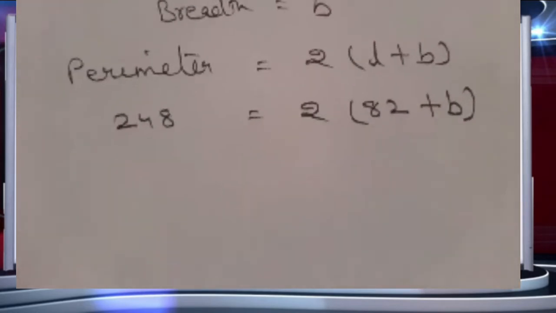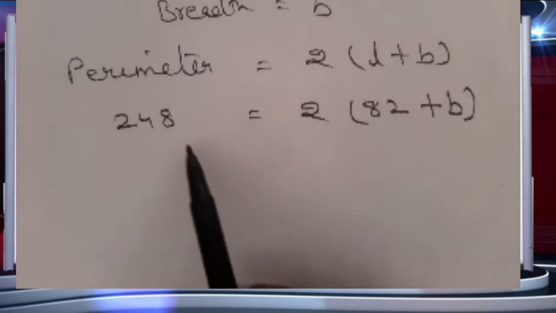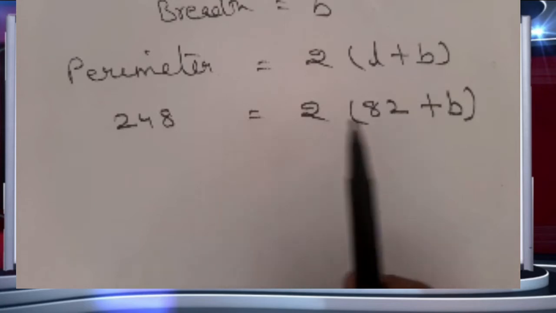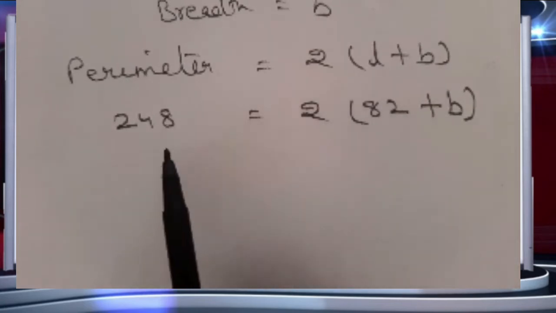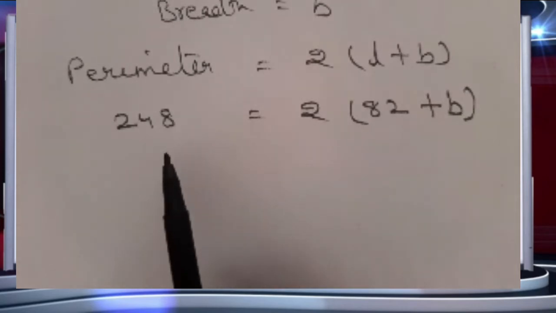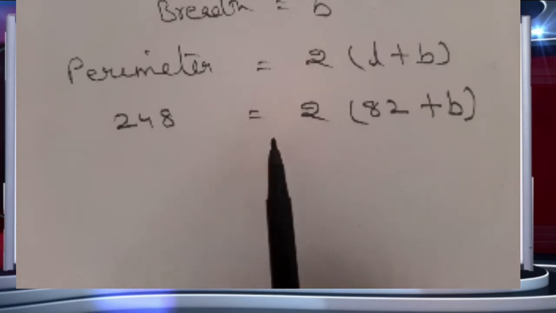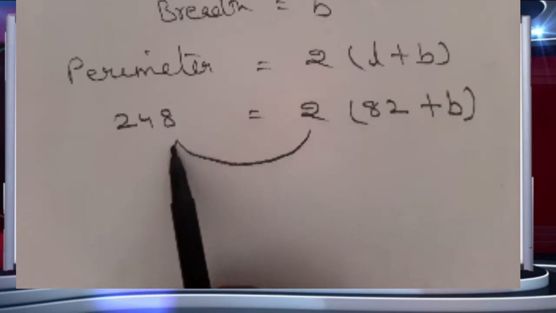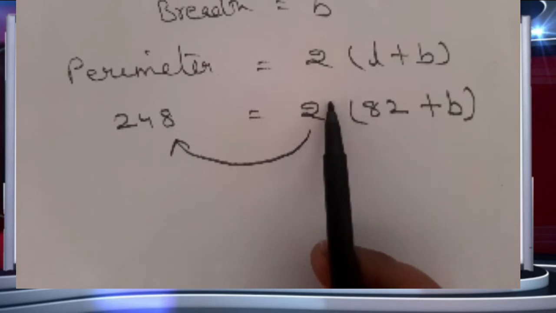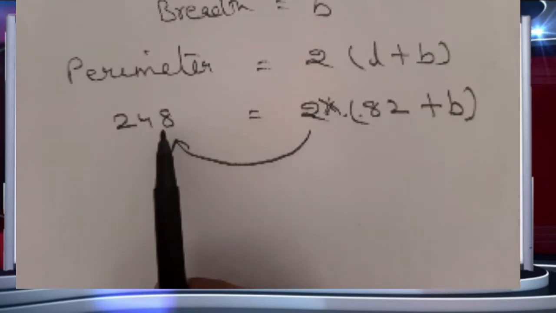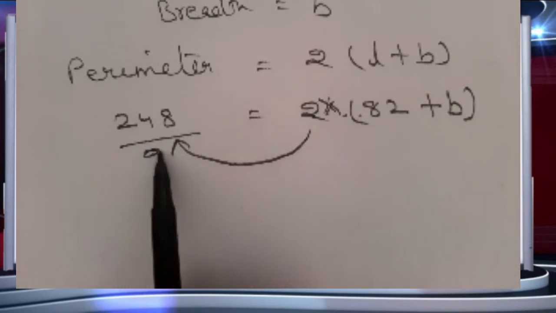Now students, I will leave B here and shift all the numbers from RHS to LHS. Whenever we shift a number from RHS to LHS or from LHS to RHS, the sign is changed. First of all I will bring this 2 from here to here. Here 2 is having the multiply sign, since a bracket means multiply only. So when it comes here, it will become divide.